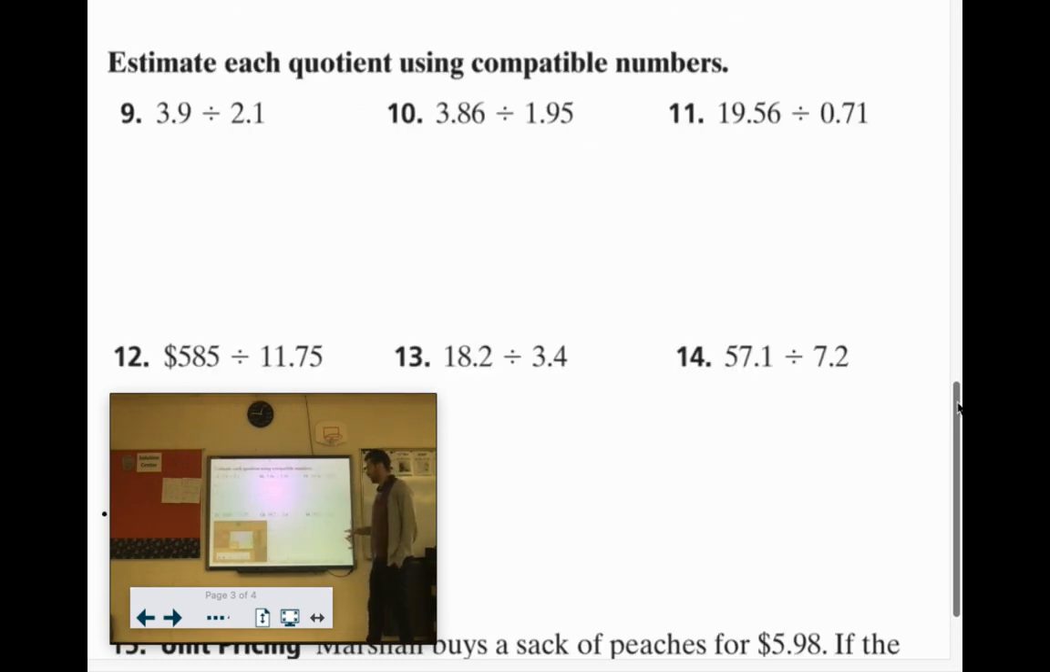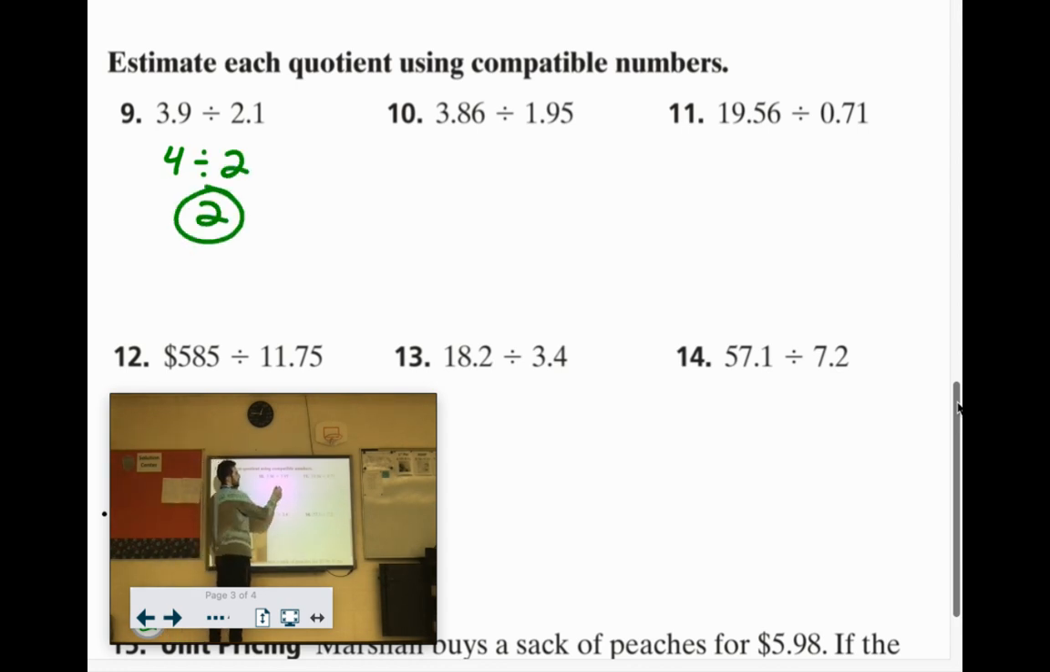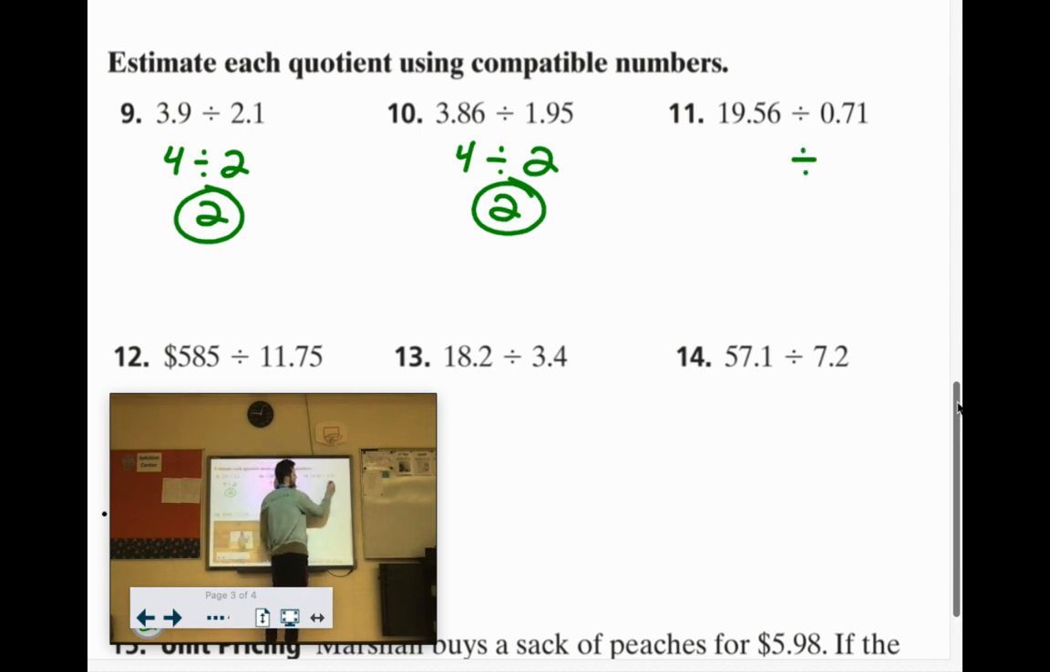There are 6 here that I'd like you to try, and then we'll go over some word problems together. So pause it, try it, here we go. 3.9 divided by 2.1, I'm going to say 4 divided by 2, which is 2. 3.86 divided by 1.95, again I'm going to say 4 divided by 2, which is 2. 19.56 divided by 0.71, I'm going to say divided by 1. 19.56 is pretty close to 20. 20 divided by 1 is 20.